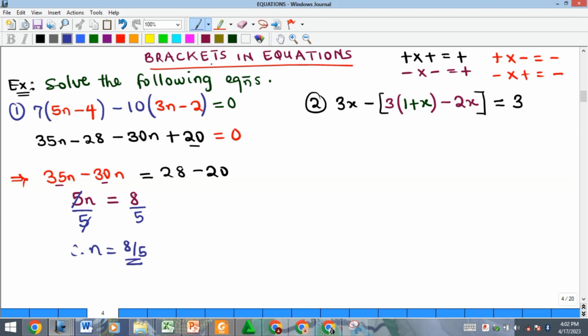And what about example 2? Quickly, let's look at it. Here we'll bring down this the way it is. We have about 2 major brackets here, so we first of all deal with the bracket inside. We'll just bring down this minus and then open this other bracket, but the one inside we multiply out first. So 3 will multiply 1 and then also multiply x.